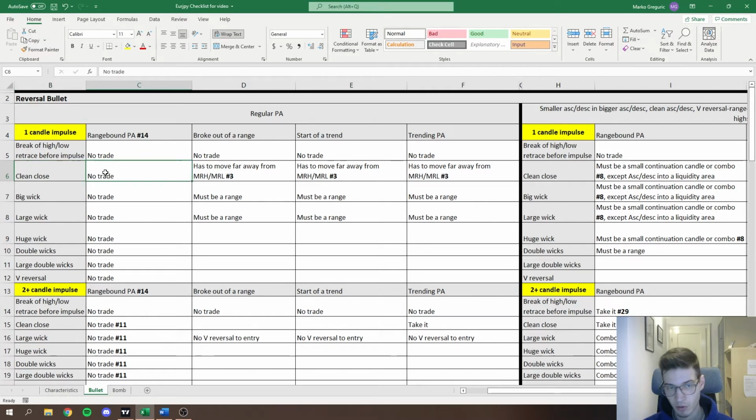Well, it's still a no trade for me. That's why I wrote down no trade. So when I see it, I don't want to be taking any trades. It doesn't fit my plan. It doesn't fit my checklist. So it's a no trade.